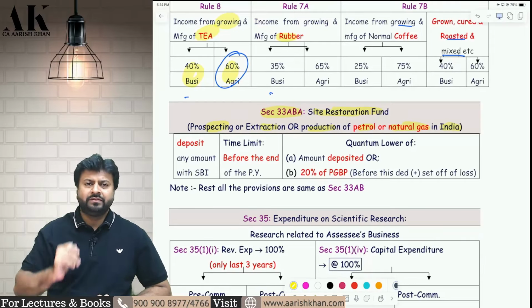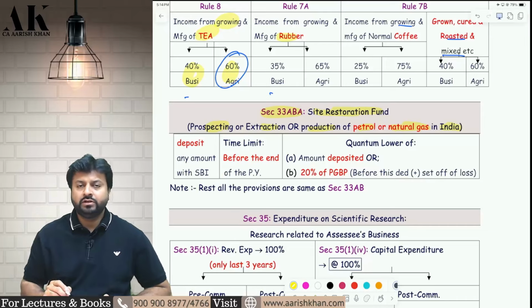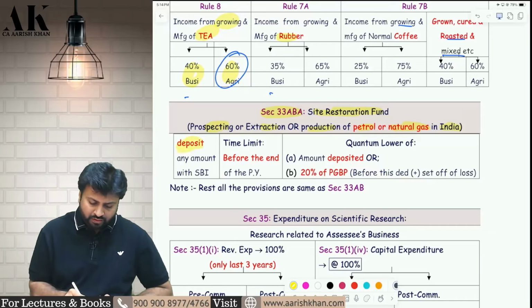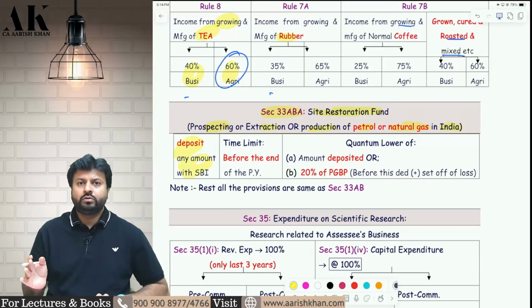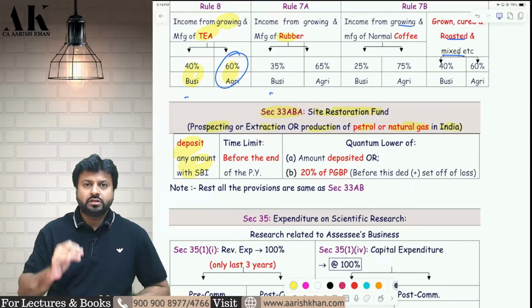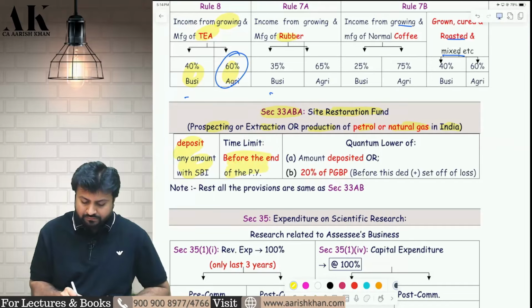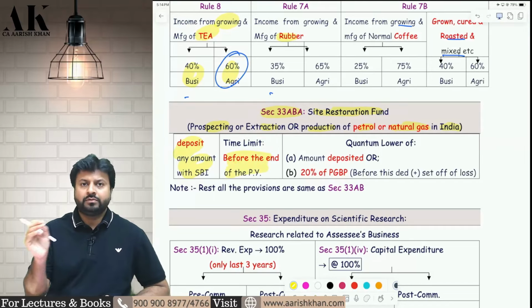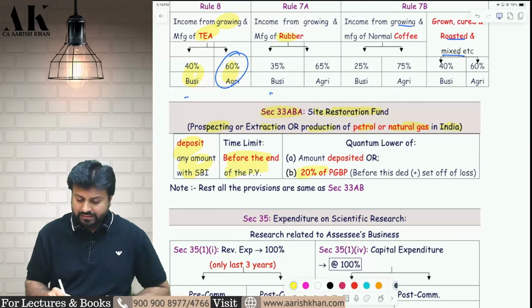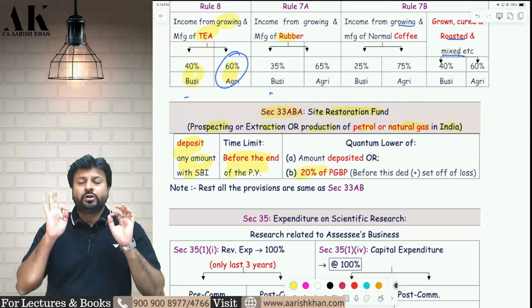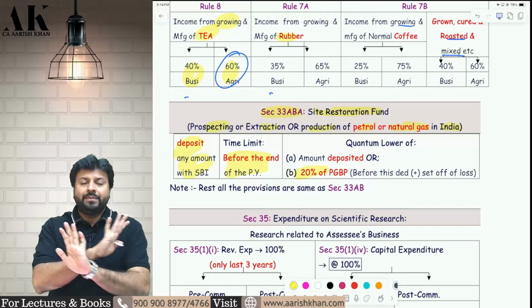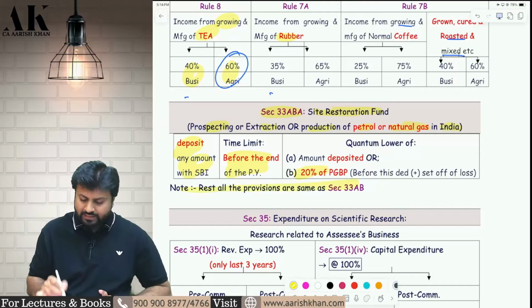Now what am I supposed to do? Let's compare this with the previous section directly. In the previous section, we need to go to NABARD. Here, we need to go to SBI and deposit an amount. In the previous section, we have time till 6 months from the end of the financial year. Here, we have time before the end of the previous year. I have to deposit the amount by 31st of March. And in the previous section, it was 40% of PGBP. In this section, it is 20% of PGBP. Only these are the differences. Apart from that, everything is same like the previous section.